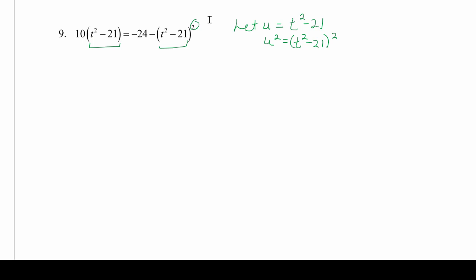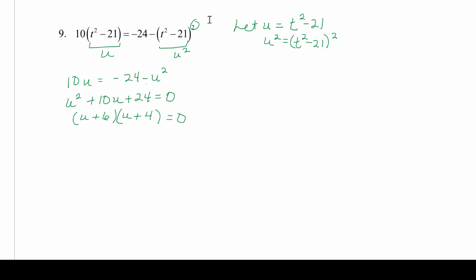So we're going to substitute in a u here and a u squared there. So we get 10u equals negative 24 minus u squared. And now this is a quadratic equation in u, and we need it in standard form, so we need a 0 on one side. We're going to let the 0 be on the right-hand side so that we can move over these two terms to the left and put them in the right order. So positive u squared plus 10u plus 24 equals 0. And this quadratic equation does factor. So (u plus 6)(u plus 4) equals 0.